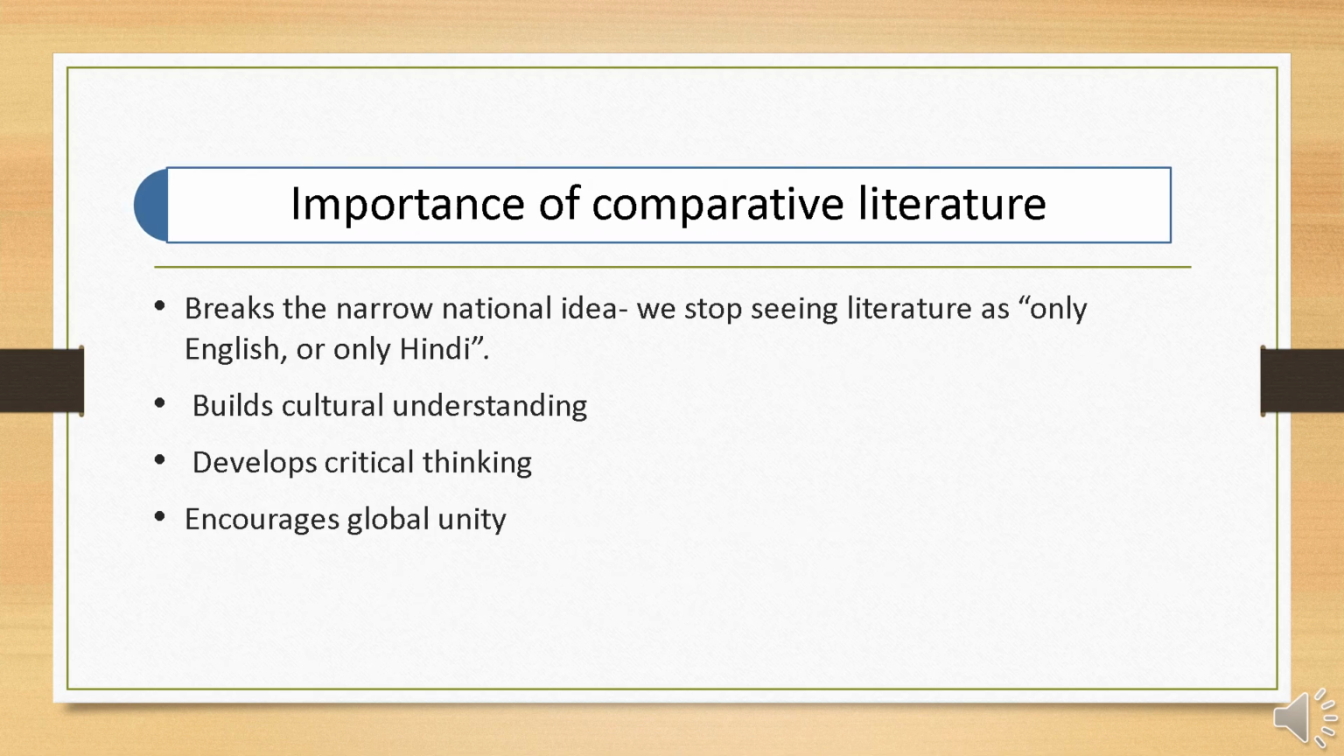Next, we'll see the importance of comparative literature. The first one, it breaks the narrow national idea. We stop seeing literature as only English or only Hindi or only Kannada. Next, it builds cultural understanding and helps us understand other nations and traditions. By studying literature, this will help us learn different cultures, different traditions, different languages. Then it develops critical thinking. We interpret texts in many different ways, and that will help us develop critical thinking.